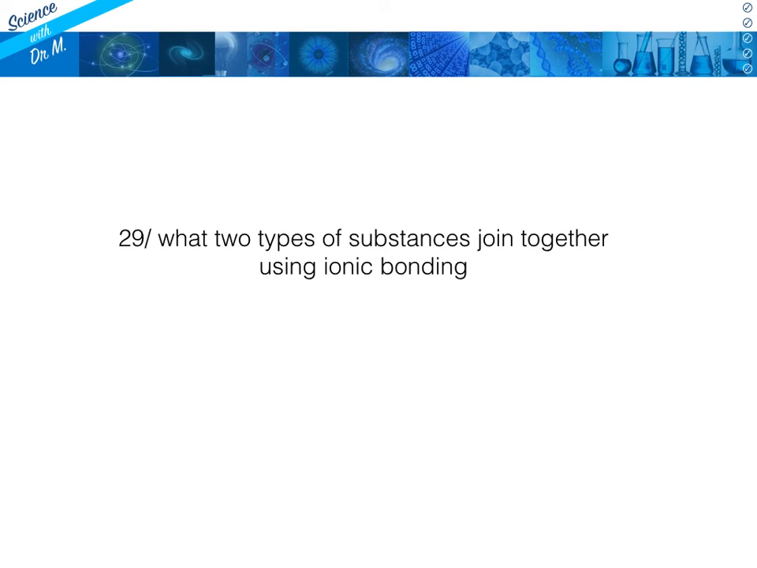And 29. What 2 types of substances join together using ionic bonding? So ionic bonding occurs between what 2 types of substance? And the answer is a metal and a non-metal.